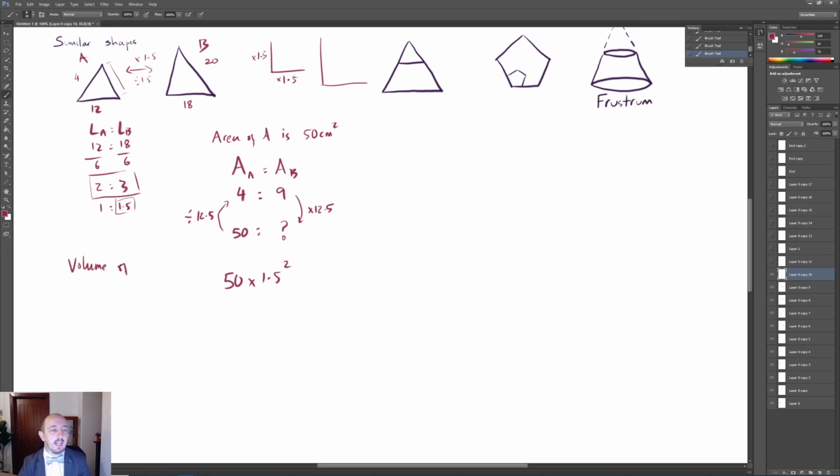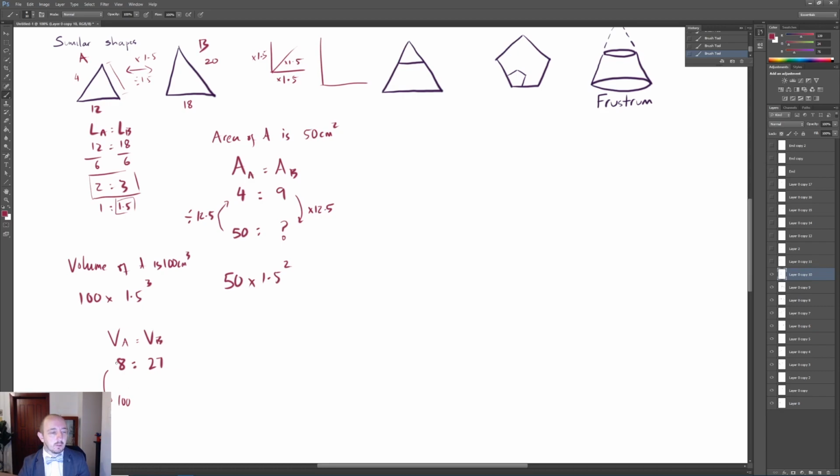And then they might have the volume. Let's say the volume of A is 100 centimeters cubed. Then we would do 100 times 1.5 cubed now, because we've gone in 3 dimensions, so we've now got to times another 1.5, and we work that out. Or we can say the volume of A to the volume of B is, instead of 2 to 3 or 4 to 9, we're now doing the cube, so 2 cubed to 27, 3 cubed, okay?